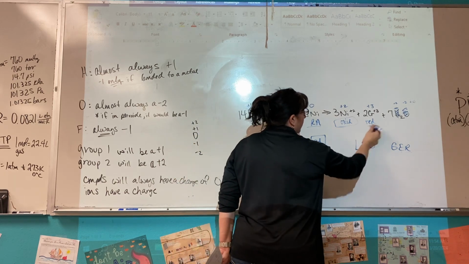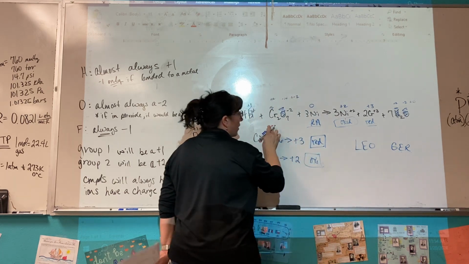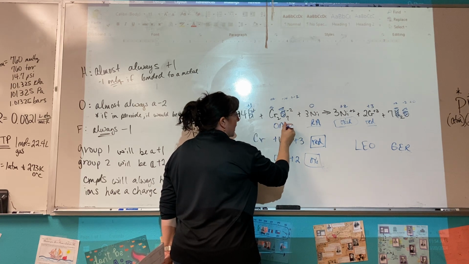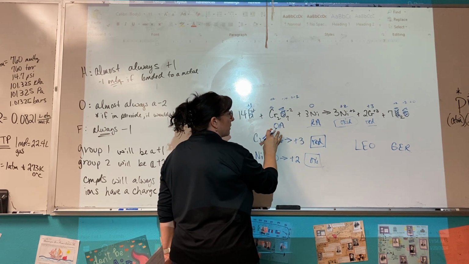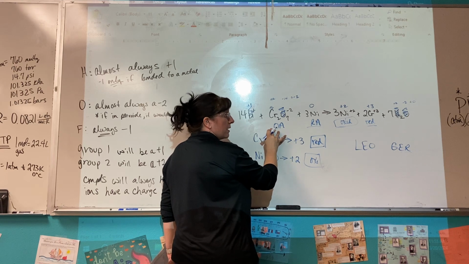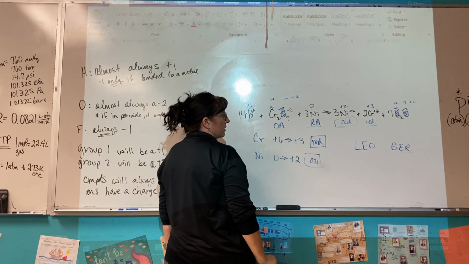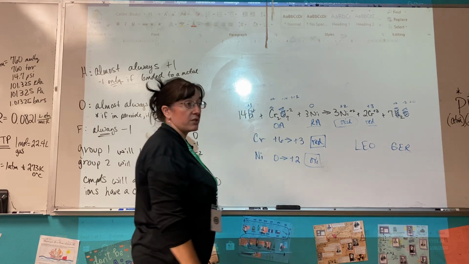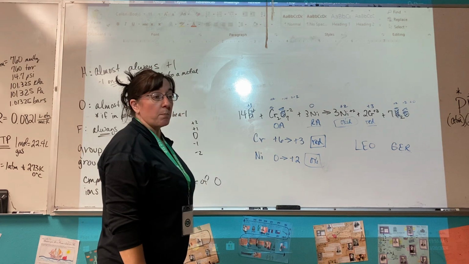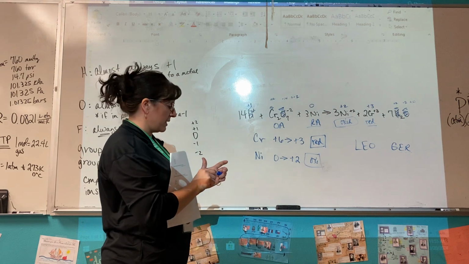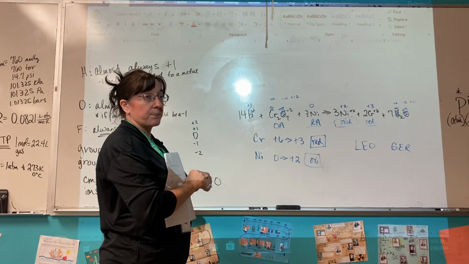If this is the reduction, what would I call this compound? The oxidizing agent, because it's going to cause nickel to become oxidized. It's going to cause nickel to actually lose those electrons. Do y'all understand that a little bit more? And that's what the bottom part of that handout is talking about, showing you a little diagram of oxidizing agents and reducing agents.